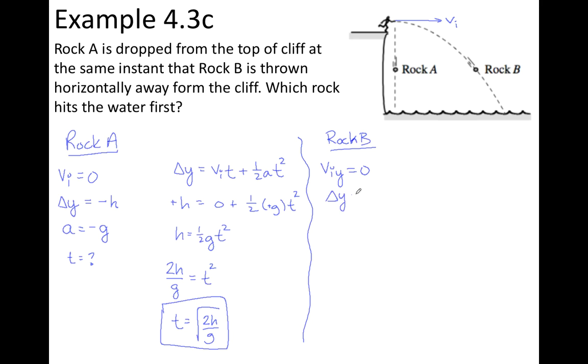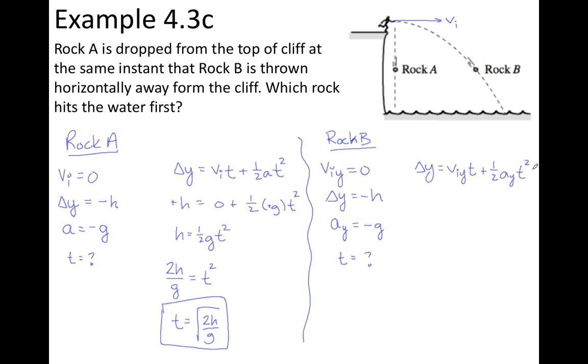Rock B is going to have a change in height that is also negative h, negative because it's downward, h for the height of the cliff. It will experience a y acceleration also equal to negative g. And we want to know what time rock B will hit the water. If you see where I'm going with this, well, the same equation relates the variables.